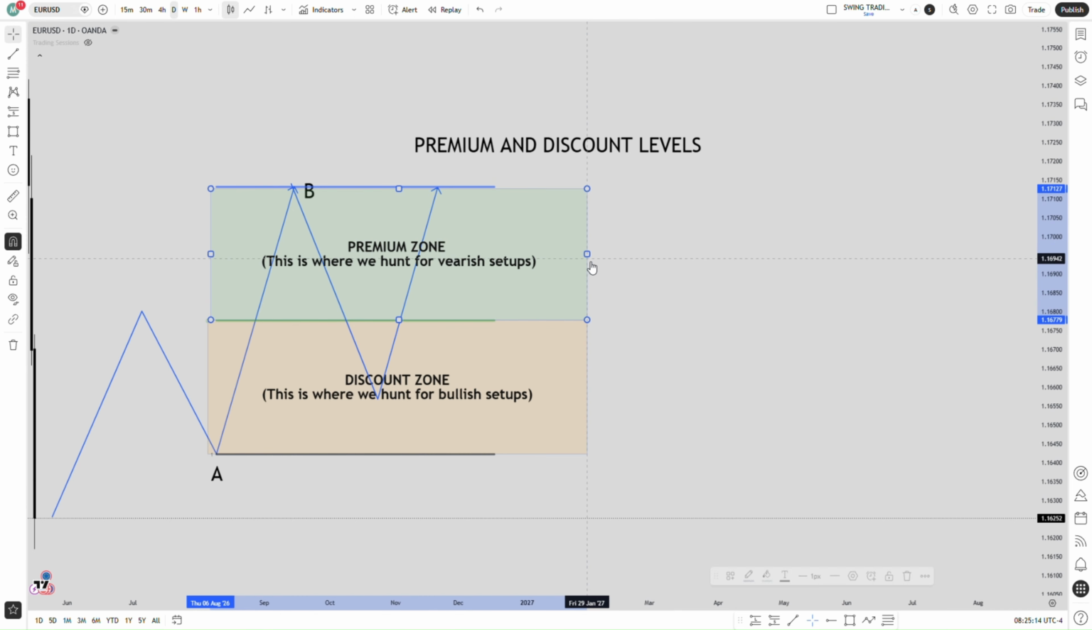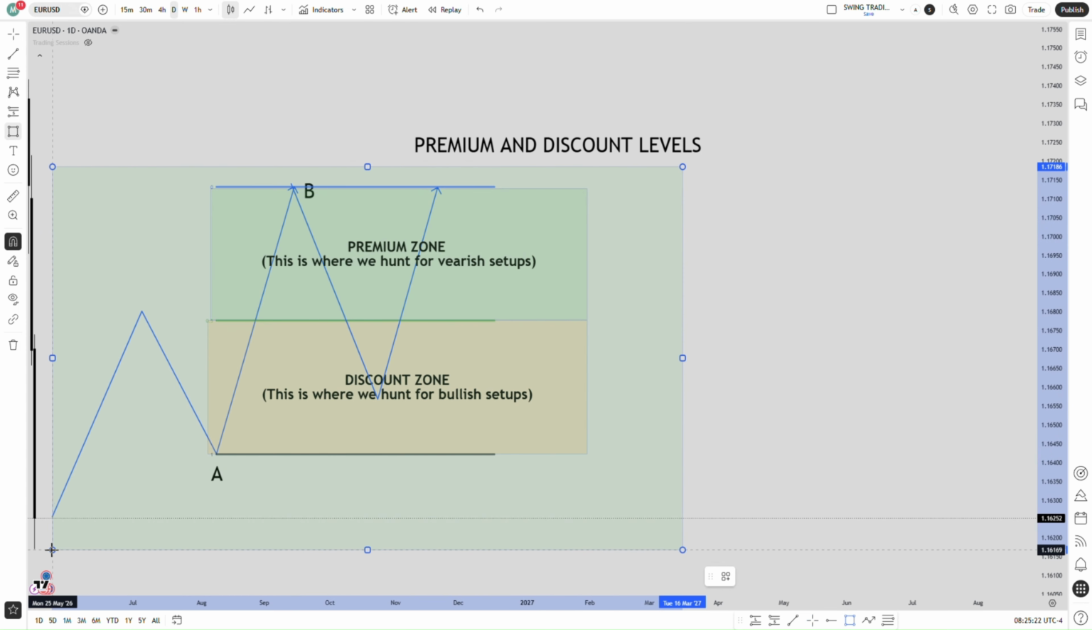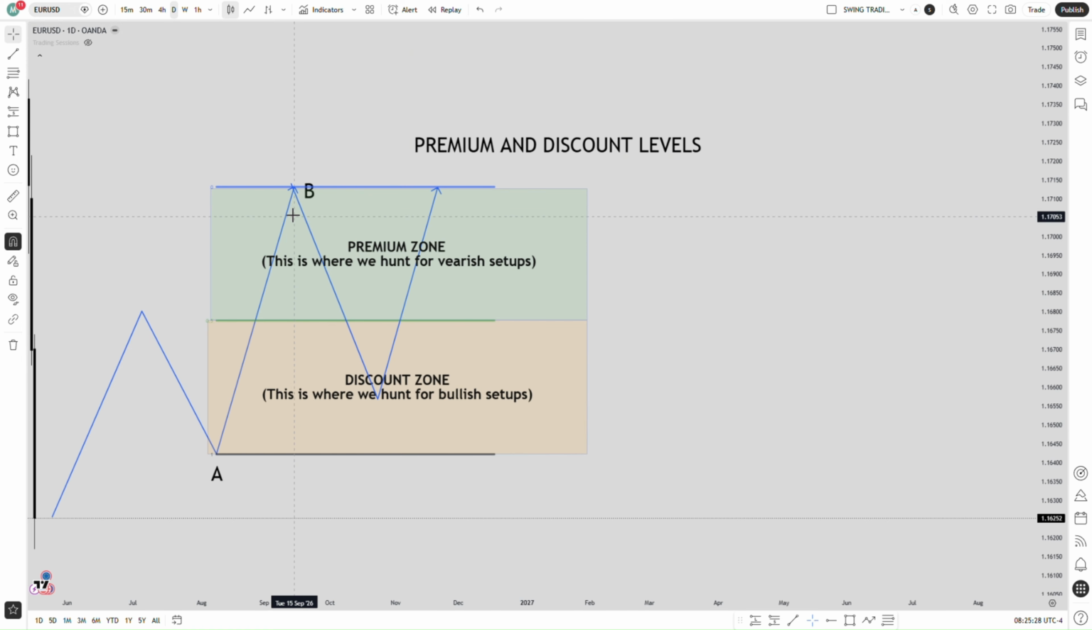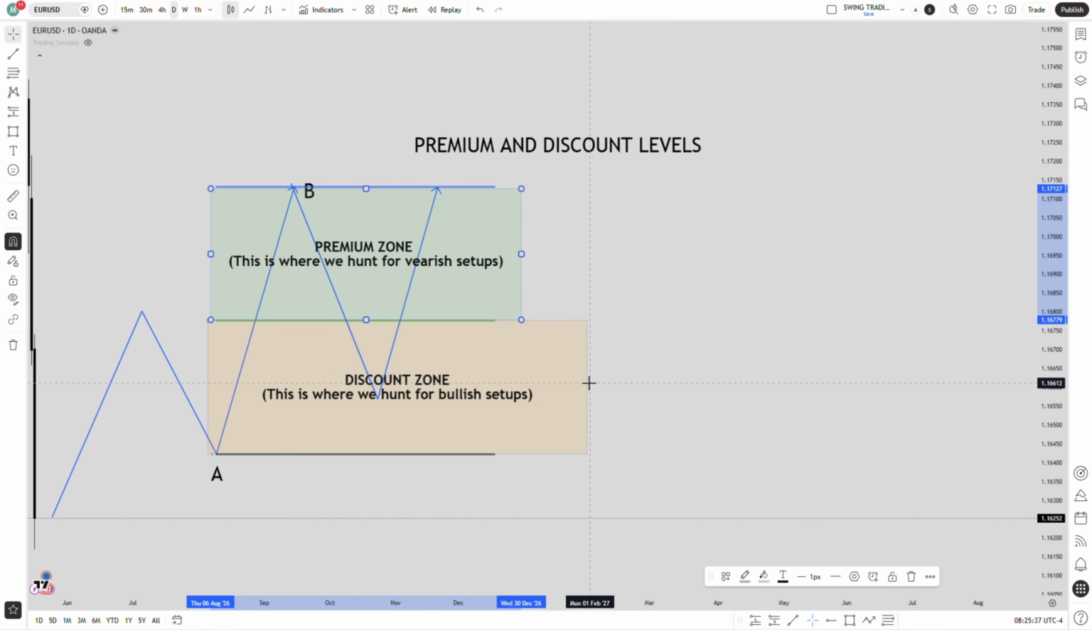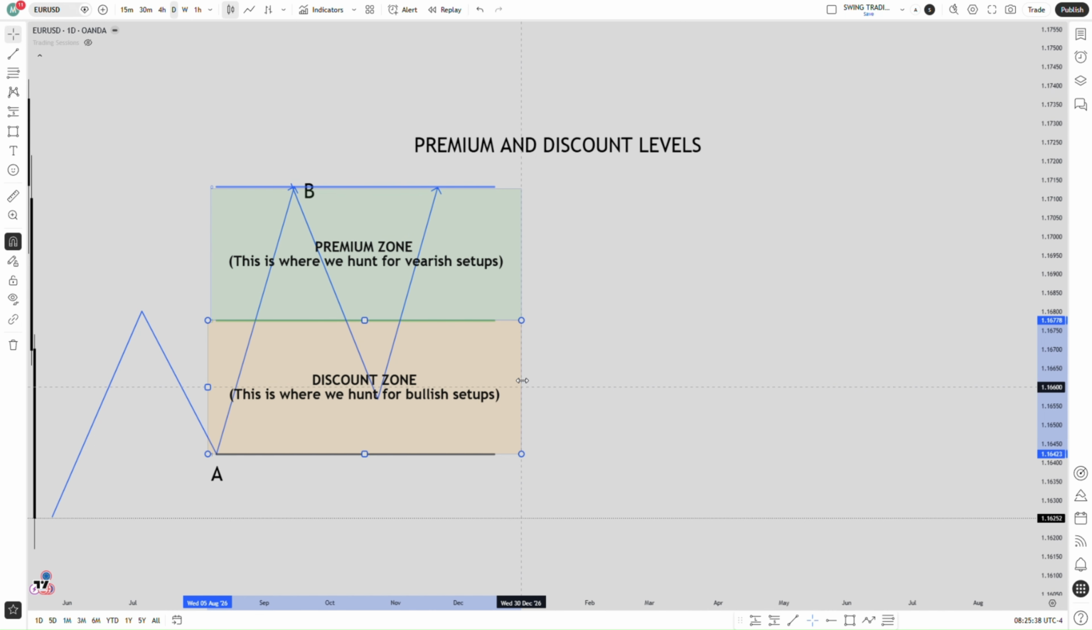But pay attention. We are not going to take any bearish setup in this setting. For example, we are exposed to this setting on the chart. We can't take any trade from this premium zone. Why? Because if we do, we'll be counter trading, because this is a bullish trend. Taking a trade from here means we are selling in a bullish trend, which is counter trading.